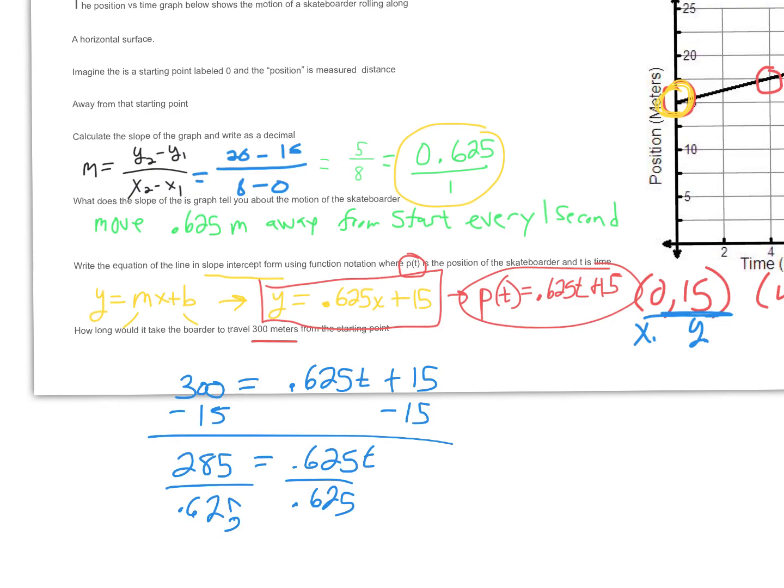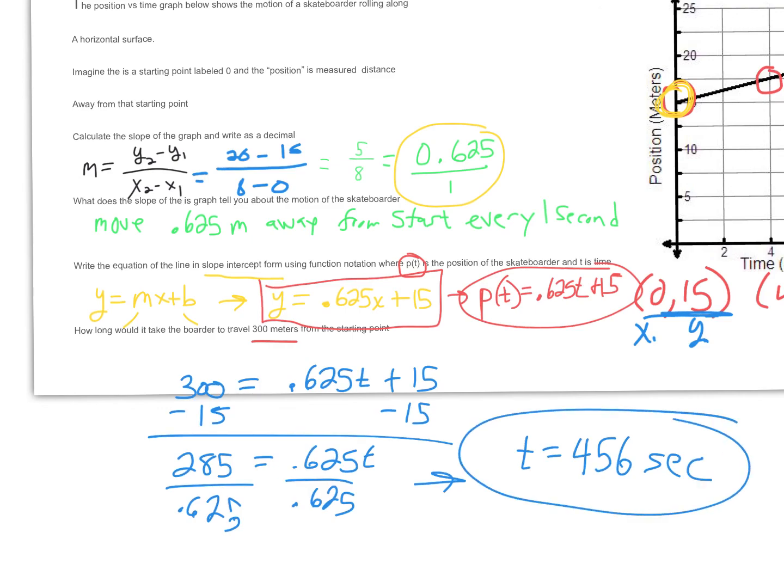All right, so 285 divided by 0.625 equals, we're going to get t is equal to 456 seconds. So it's going to take 456 seconds to get 300 meters away from the starting point.